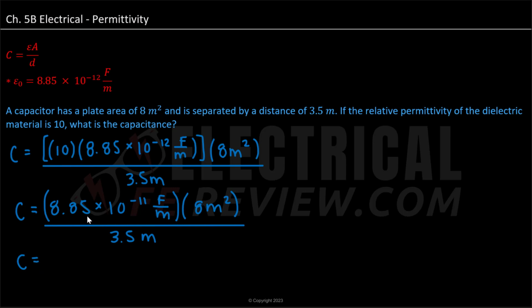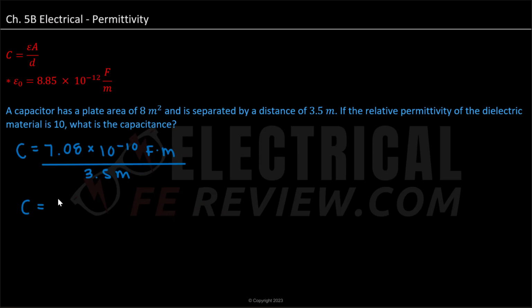And so now that we have solved for our permittivity, we can multiply that by our area. And when we do so, we have 7.08 times 10 to the negative 10th power in farads times meters. And this is because our meter cancels out once. And so now we only just need to divide by 3.5 meters. So let's go ahead and move up the board to continue to solve.